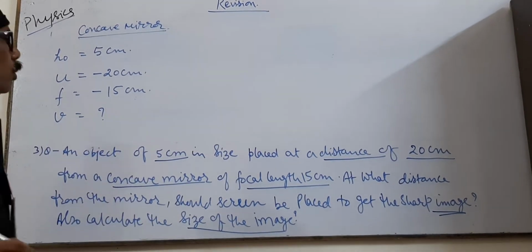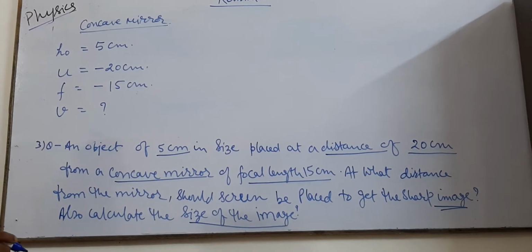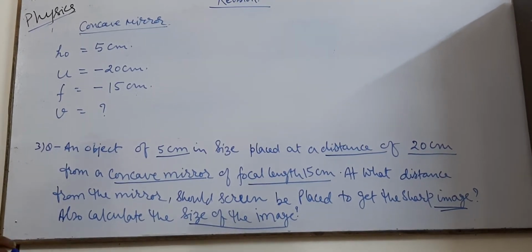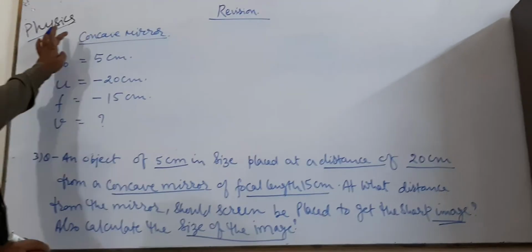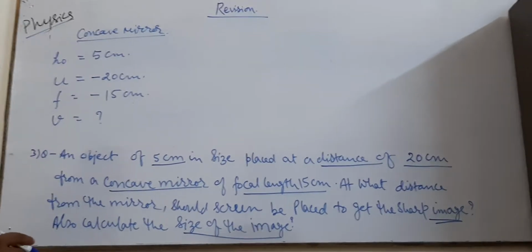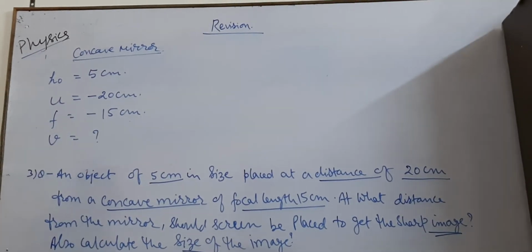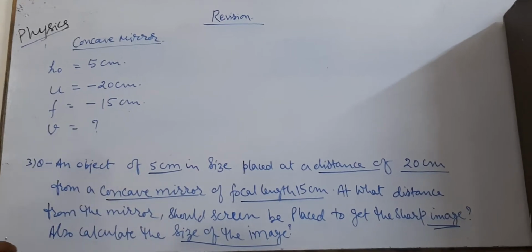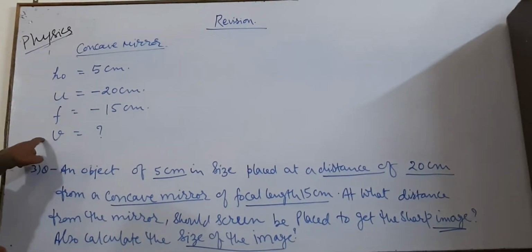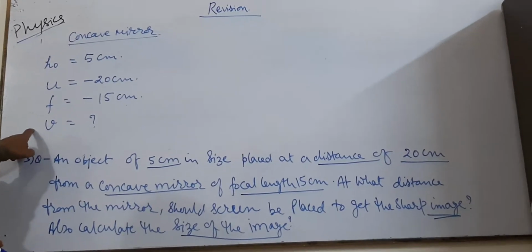You should know the sign convention as I have already explained in the theoretical class, how to solve the numerical with the proper sign convention. By knowing the nature of the mirror, you know that object distance for a concave mirror is minus, focal length for a concave mirror is minus, and for the value which you have to find, V, the image distance, you don't put any sign.